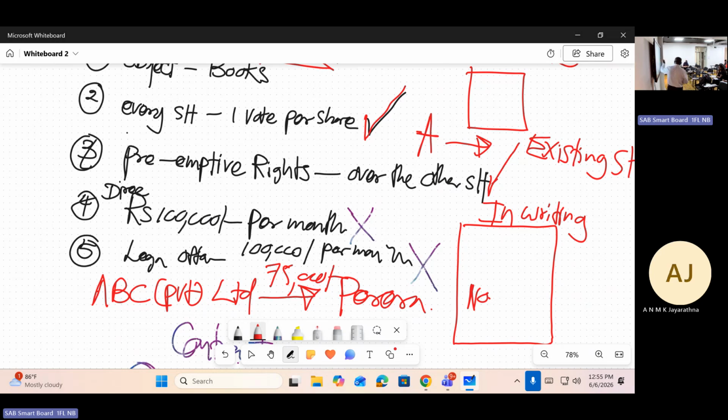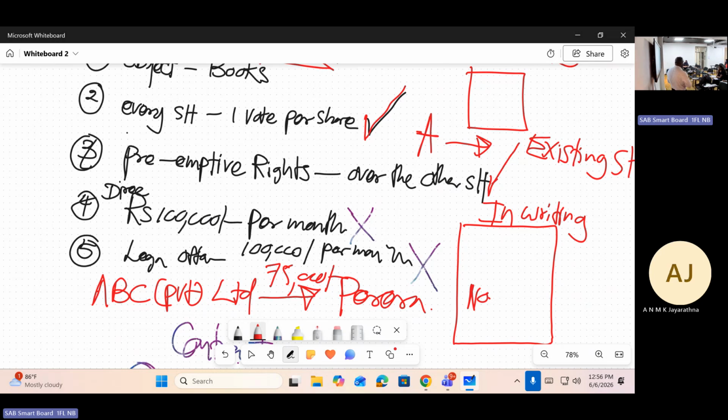Based on this provision, can he claim 100,000? Can he argue, according to the articles, it says 100,000, therefore I am entitled to receive 100,000? Likewise, can he argue? He can't argue. Not hard. Why? By this provision, no contract.